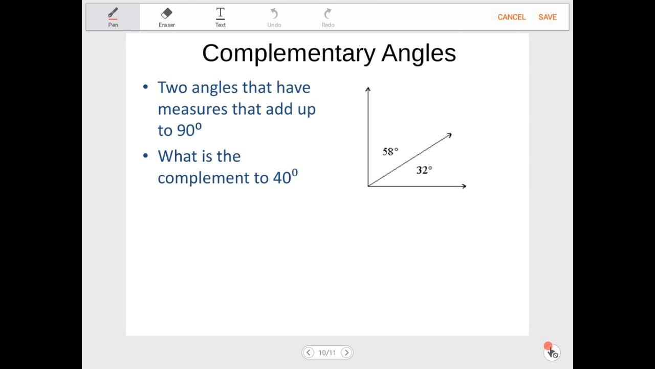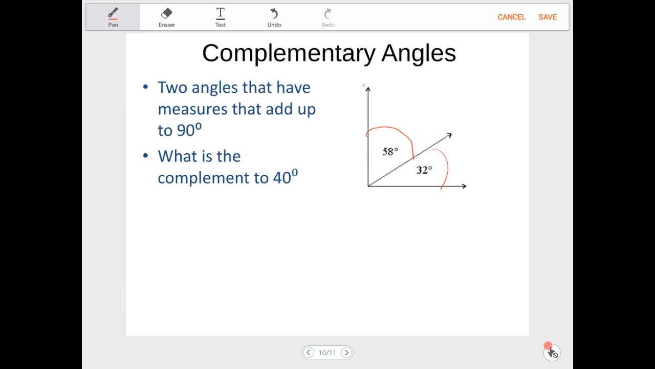This is all stuff that you've come across before. You have two things here. You have complementary and supplementary angles. Complementary angles are two angles that add up to 90 degrees. So if you look, you have this angle and you have this angle.